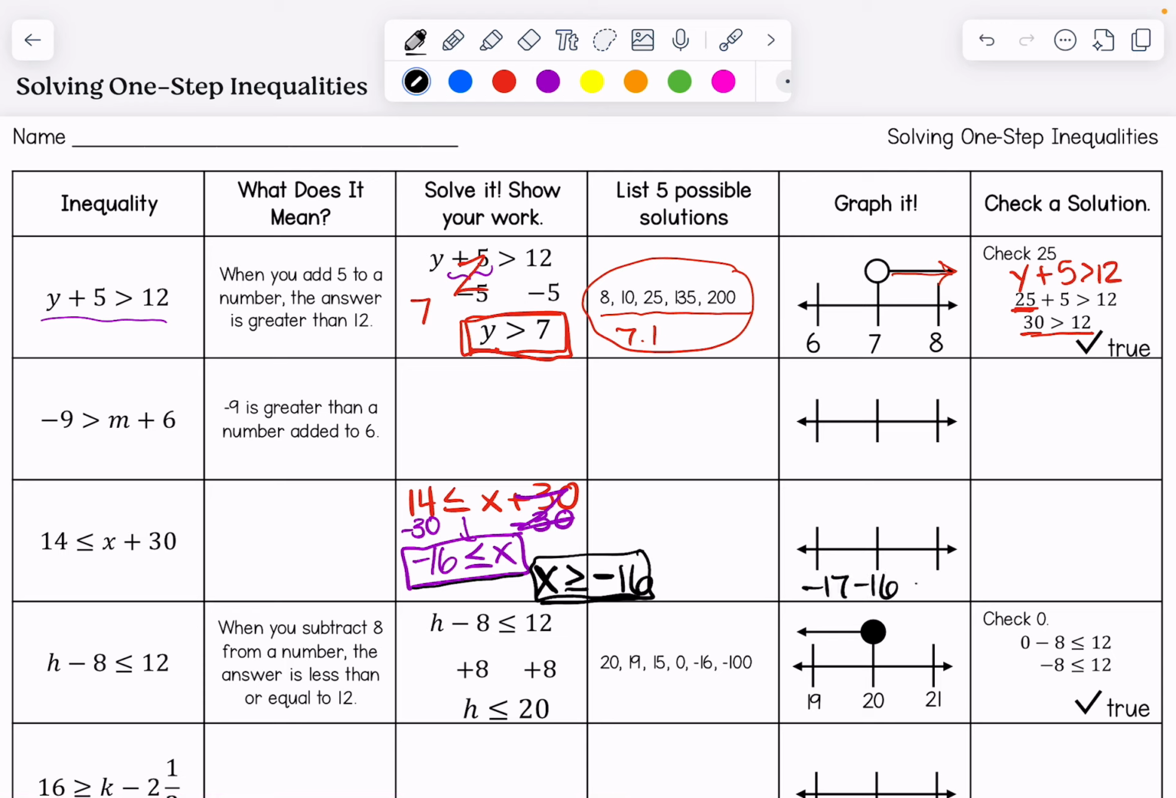For this graph, we're going to have our number line. When I think of some numbers that are greater than negative 16, I think negative 15, 0, 140, 300. All of those would be possibilities. So when I think about what this graph is going to look like, this one will be a closed circle at negative 16. And then I want to think of where all these numbers are going to be on my number line, which is going to be to the right.